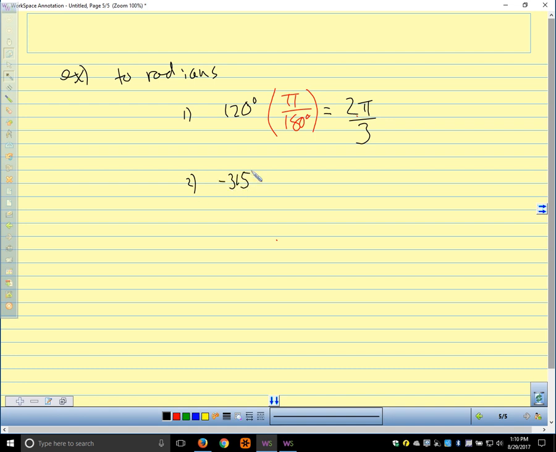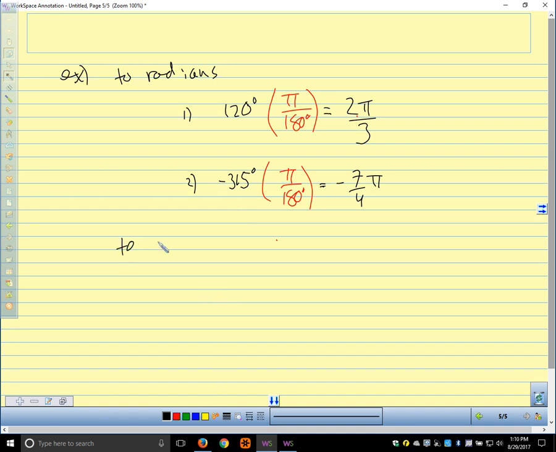Negative 315 degrees. Do the same conversion. And 315 over 180, what does that reduce to? There we go, 7 over 4. You were close with 21 over 12. 7 pi over 4 and negative, since we have a negative there. So usually that's how you want to reduce your fractions.